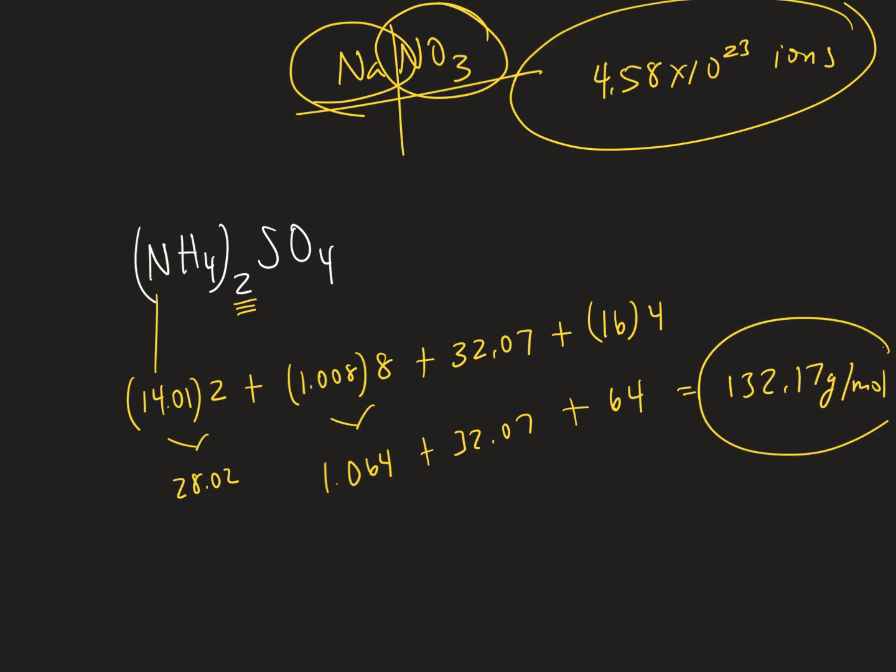Where's the 8? This 8 right here? Yeah. Because there's 2 NH4s, right? And every one NH4 has 4 hydrogens. But there's 2 of them, so that means we have 4 more. That's a total of 8. Easy way to do it is just to multiply. Good? Thanks for asking. Anything else?